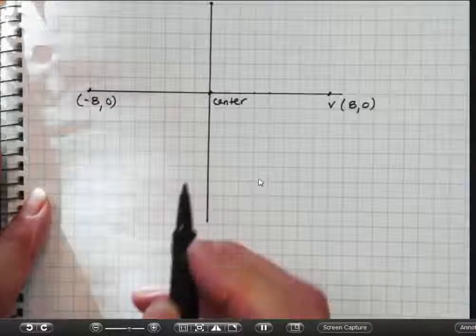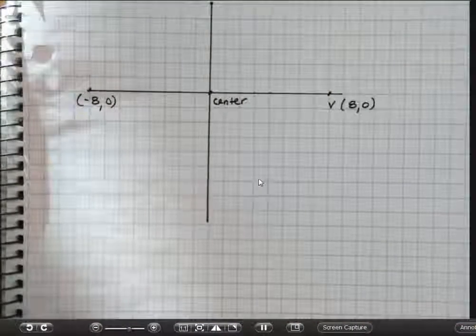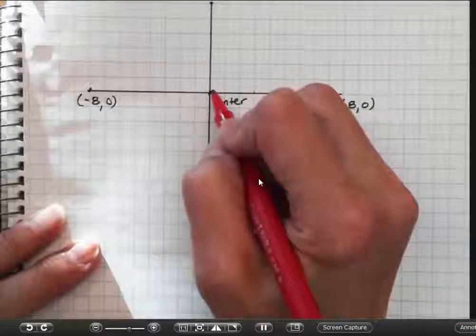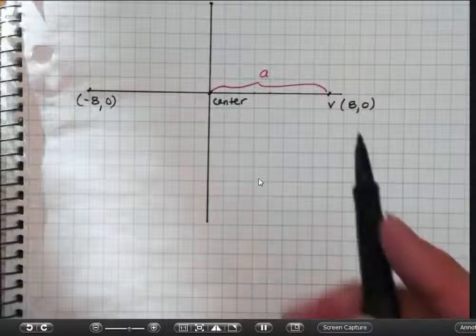From the center, I'm going to be going, so this is my a. Let me write that down. This is the a that we were talking about earlier. This is your a. From the center, I'm going to be going up and down, is it 5?